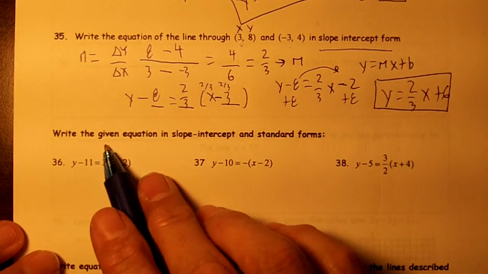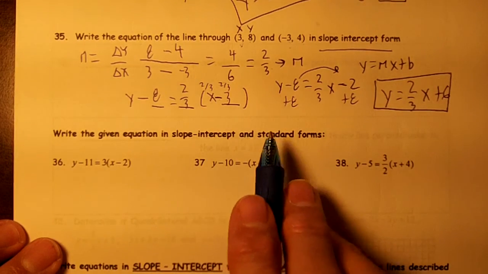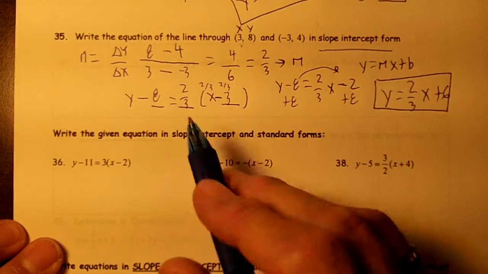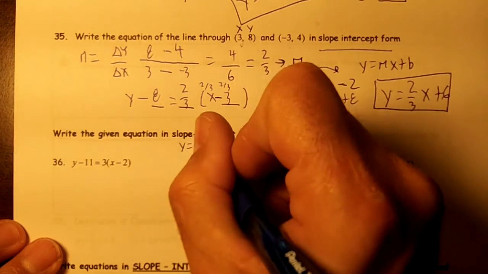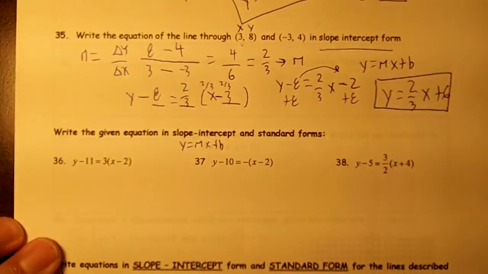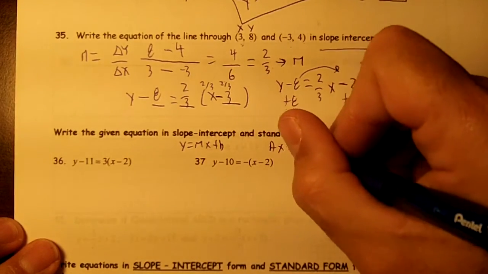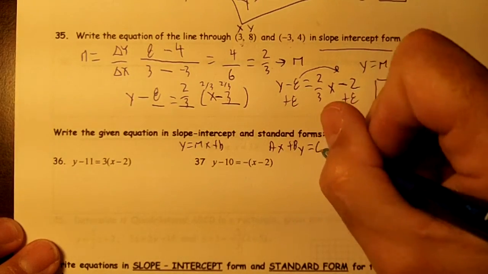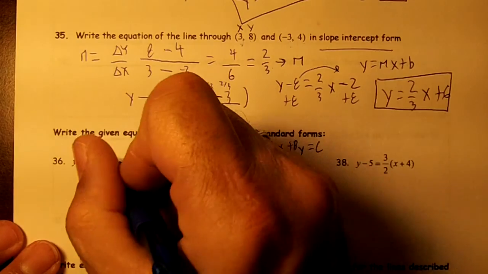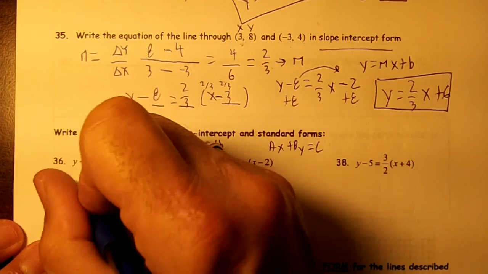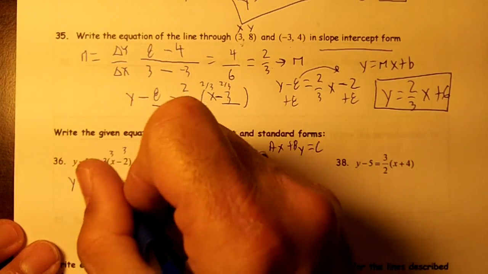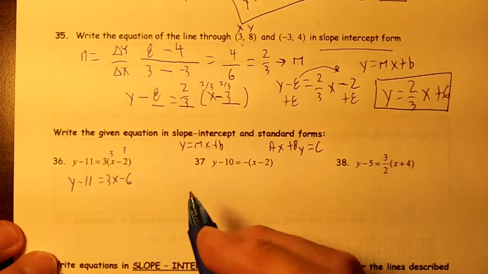Number 36, write the given equation in slope-intercept and standard form. Okay, so slope-intercept is y equals mx plus b, and standard form is ax plus by equals c. So right here, let's distribute our 3. So we'll get y minus 11 equals 3x minus 6.